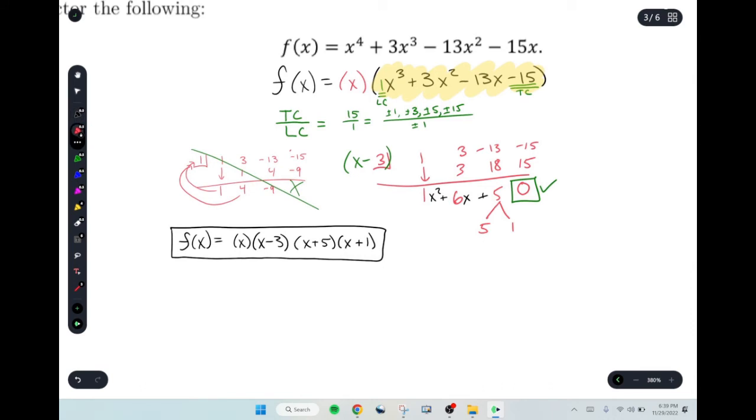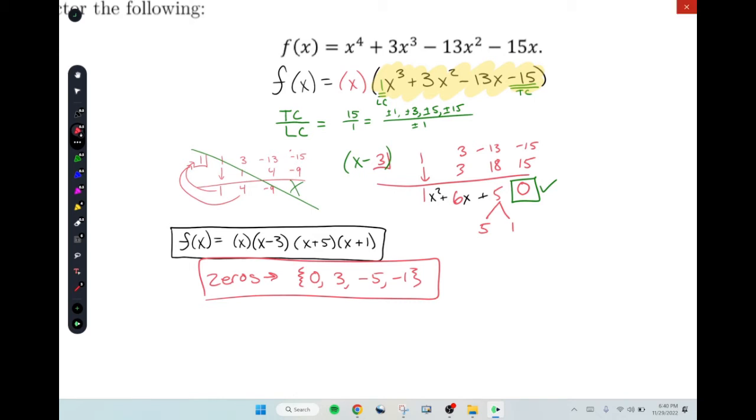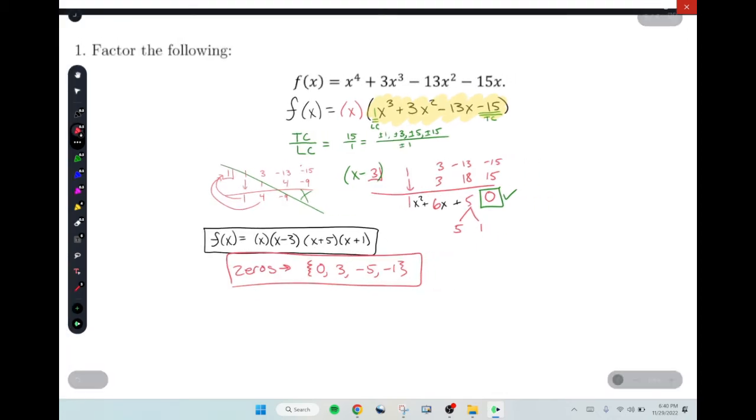Zeros though, just to make sure we know what we're saying. The zeros are 0, 3, -5, -1. Not that that's what the problem asked us for, but just so our brains are staying on track. We could graph it if we wanted to from the last test, using the end behaviors as a parabola, using the x-intercepts that we just found, crossing, or they all cross because they're all exponent 1. That's kind of fun. We're not going to do it, but we could.